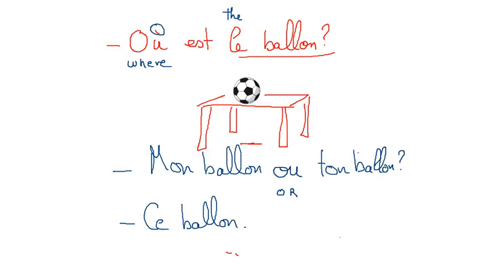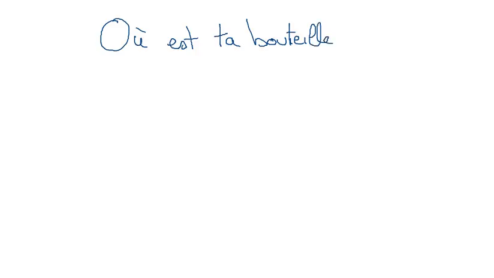Now, if it was something else, let's say if it was où est ta bouteille? In this case, it would mean your bottle. We learned it was la bouteille. Où est la bouteille?